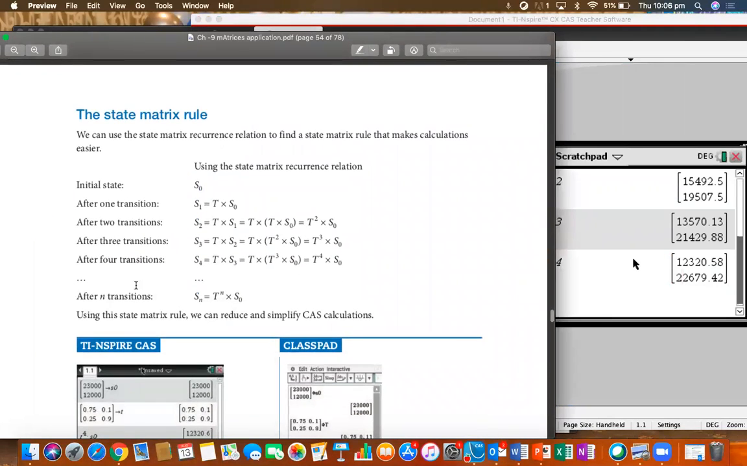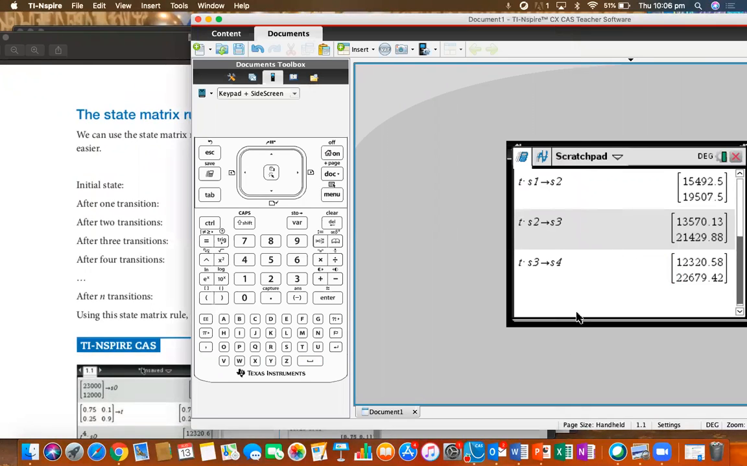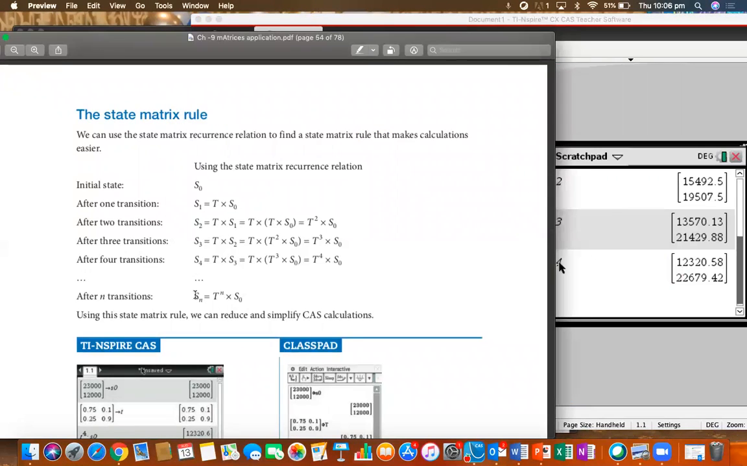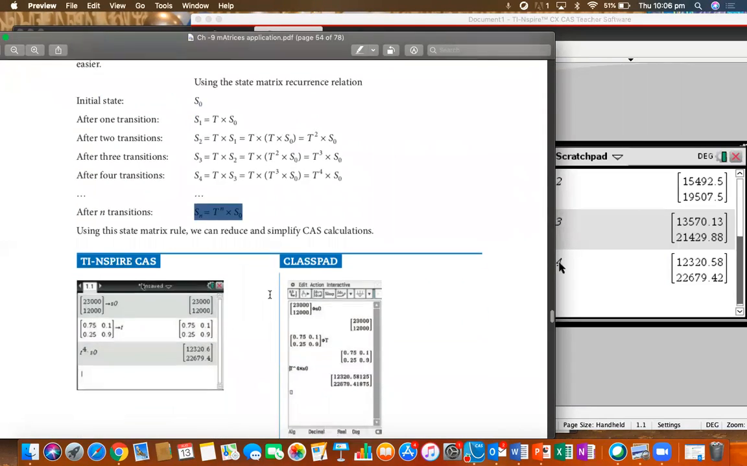So that is a rule. It means after n transitions, we just keep on doing T times. Maybe they're just asking you after 4 weeks, but what if they are asking you after 12 weeks? It gets really big and lengthy if you keep on doing it this way. So there is another way of doing it. Instead of doing this, you can store both the transition and initial state matrix, and you can just change the power here. If it's 4, you put raised to the power 4 and you get the answer.